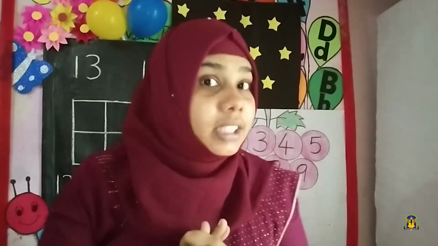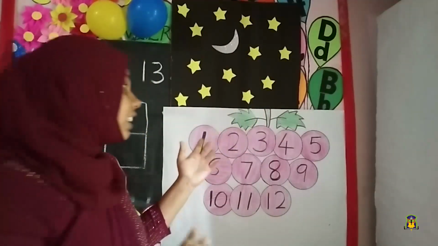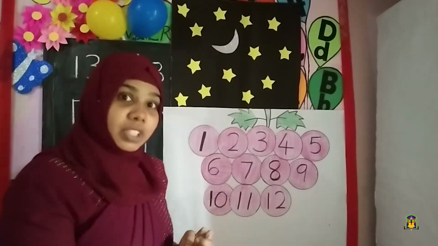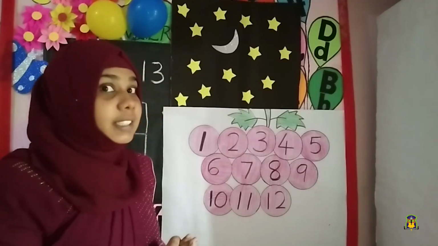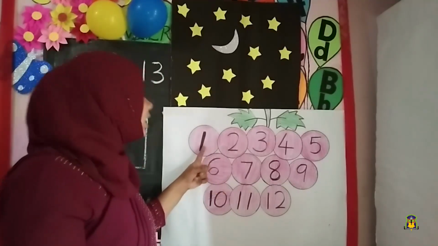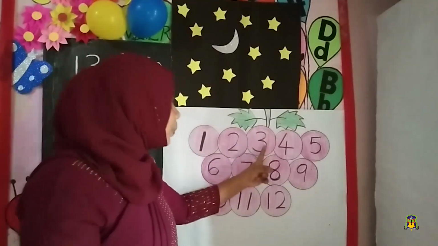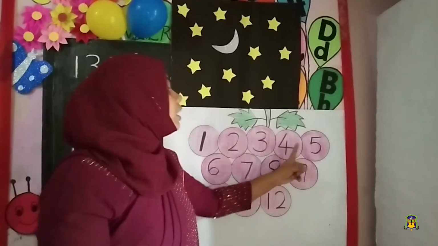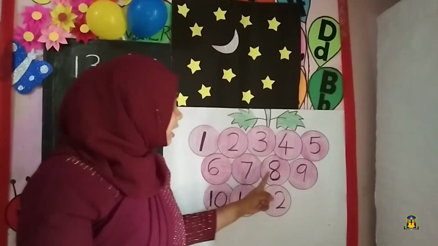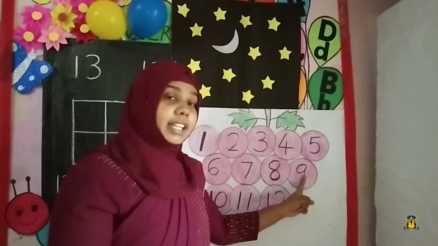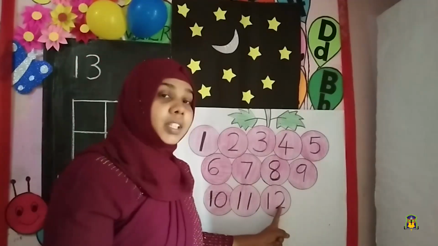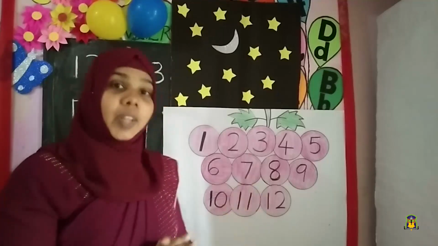Children, can you see a grape on the board? Here we have a bunch of grapes. And can you see the numbers inside the grape? Yes, here it is. Number 1, number 2, number 3, up to number 12. Here we have 12 grapes.